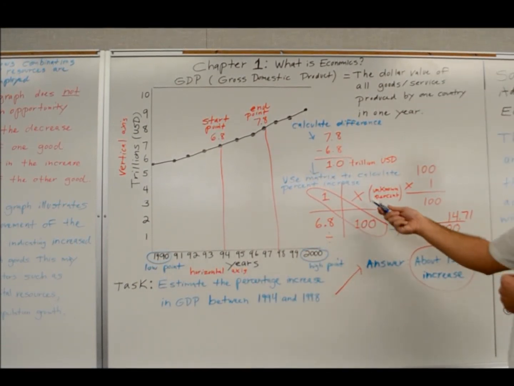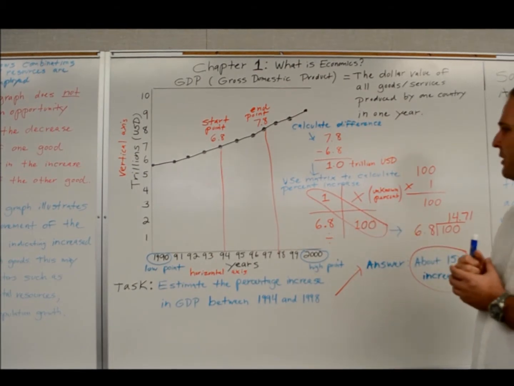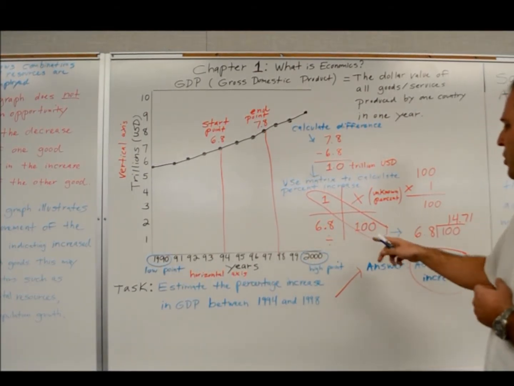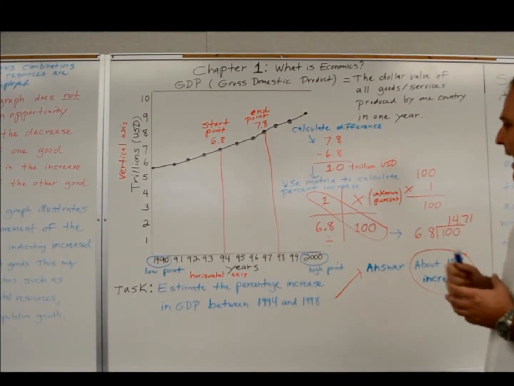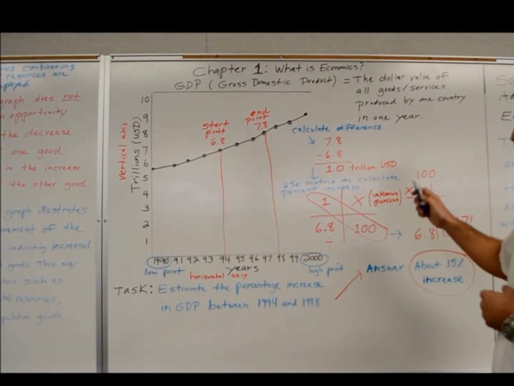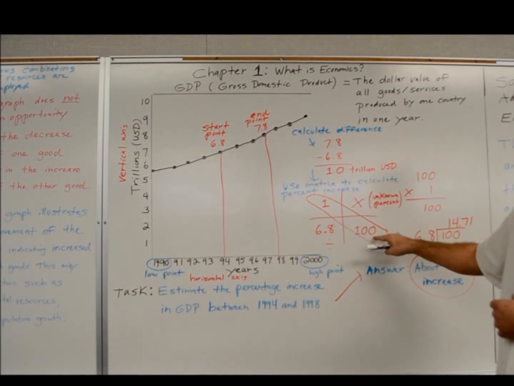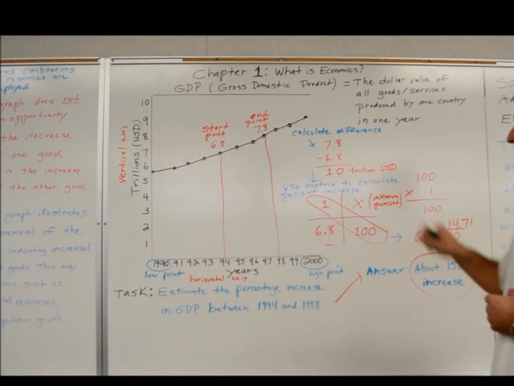So to do that, we're going to implement what's called a math matrix to calculate the percent increase. So what we're going to do is go ahead and set up a vertical and horizontal axis, as you can see. We will go ahead and put our unknown as a percent. That's always going to go over the number 100 here. We don't know what this is yet.